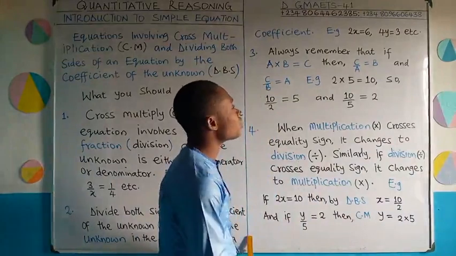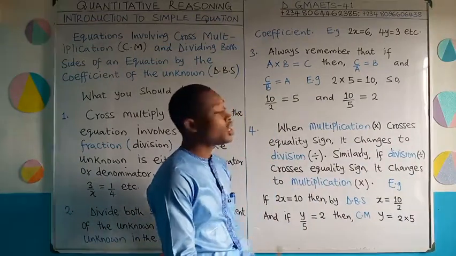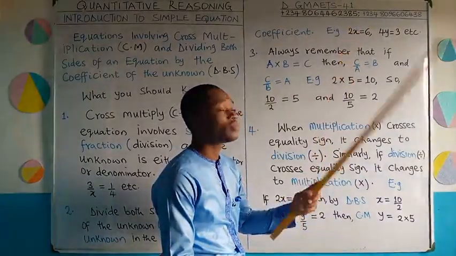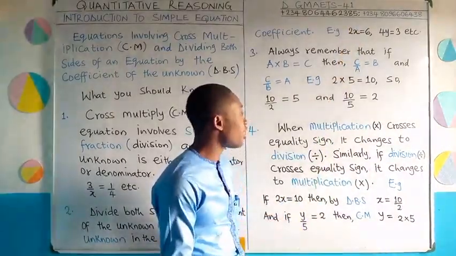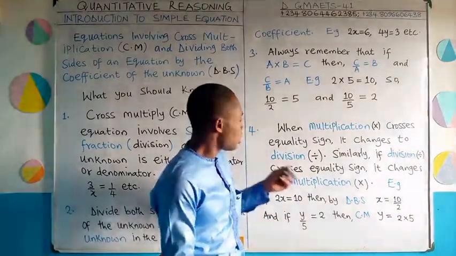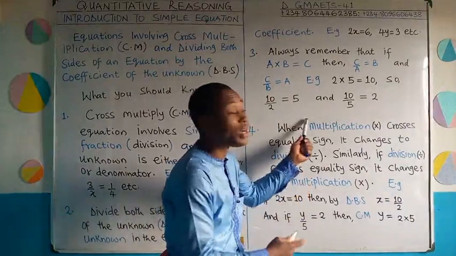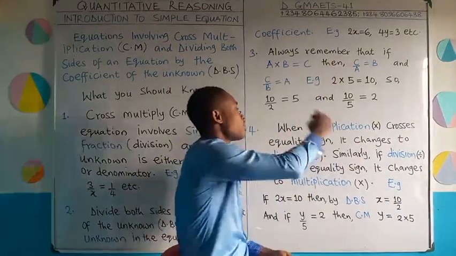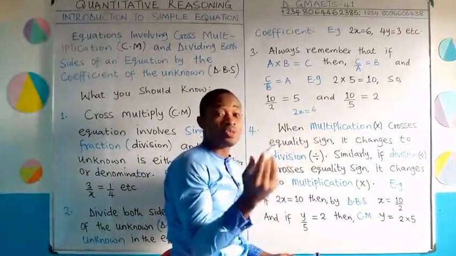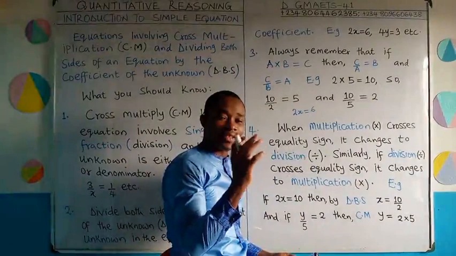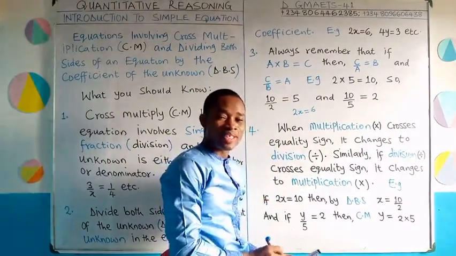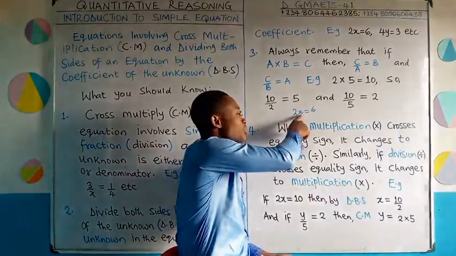I have 2x equal to 6. Now I'm looking for this x. The coefficient is 2. So all I have to do is to divide the left and the right hand side by 2. If I have 2x equal to 6, and I want to get my x, because if you are looking for anything, that thing which is the unknown must, take note, must be made to stand alone. So this is 2 times x equal to 6.